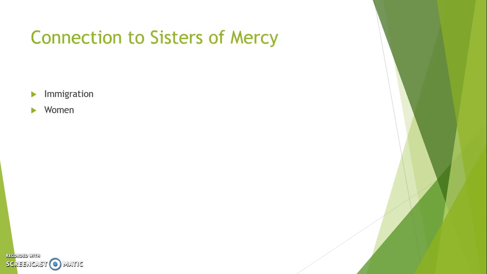This lesson plan connected to two different critical concerns of the Sisters of Mercy. The first one was immigration. The first way that this connected to immigration was that one of the women we talked about, Jane Liu, was actually a refugee from South Vietnam. Another reason it connected to immigration is that many of the students we interacted with during this lesson plan were actually immigrants themselves.